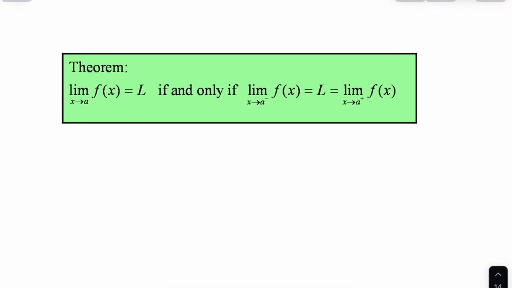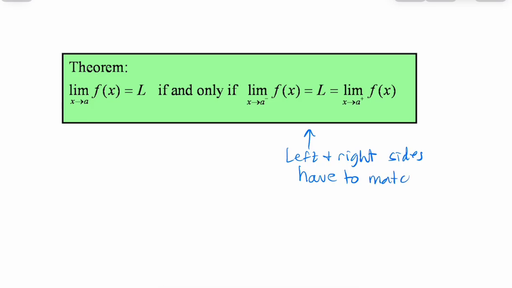So this is just a theorem that I've said again and again, and it basically says that the limit will only equal L if from the left and the right you're going to the same place. That's just saying the left and the right sides have to match.